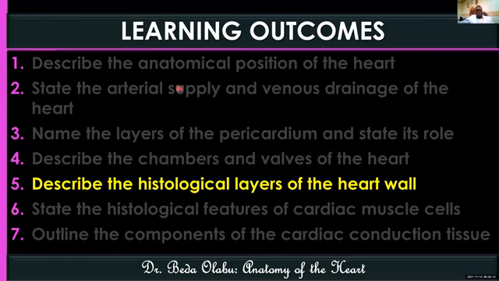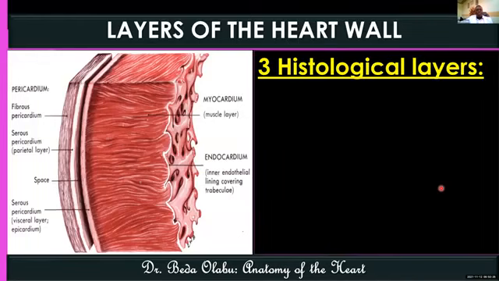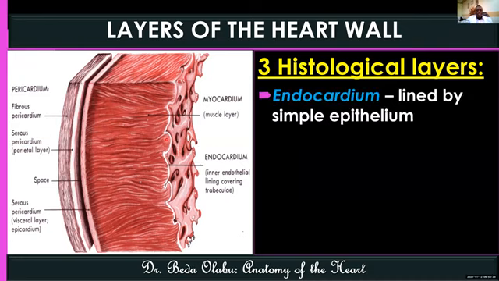Okay, so that was the chamber and valvular anatomy of the heart. Now let's talk about histological layers of the heart wall. We've already alluded to this, so we'll just pass over this quickly. The wall of the heart has three histological layers. The innermost layer is the endocardium, which is lined by simple epithelium. Basically, the endothelium forms a barrier between the heart chambers and the heart wall.